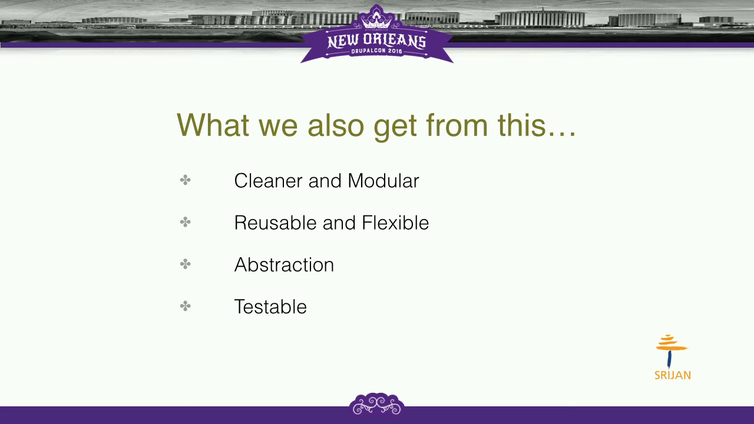What we also get from this is that our code is much cleaner and modular. Reusable, yes: the less your function knows, the more reusable it is. So that's the outcome which we get from DI. And it's flexible, yes. Your class is decoupled from your dependency, and you can anytime change the dependency you have mapped. It's easy to test, and the abstraction is decoupled.